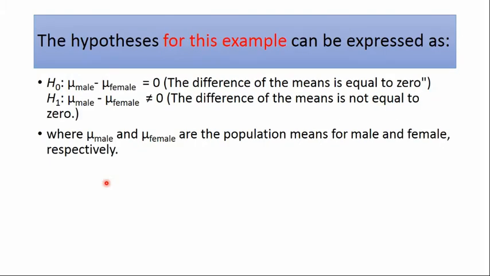The hypothesis, for example, can be expressed as follows. Null hypothesis: mu male, the mean of the male group, minus mu female, the mean of the female group, is equal to 0. The difference of means is equal to 0. Alternate hypothesis: mu male minus mu female is not equal to 0. The difference of means is not equal to 0. We already discussed that mu male and mu female are the mean marks of male and female respectively.